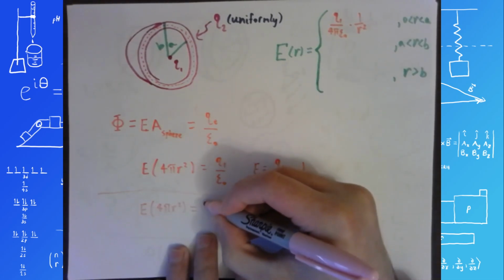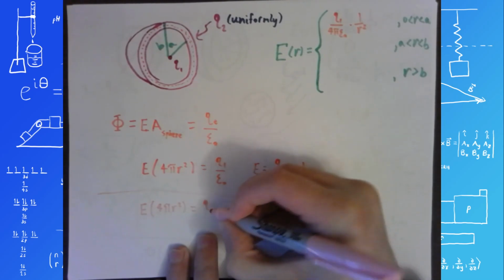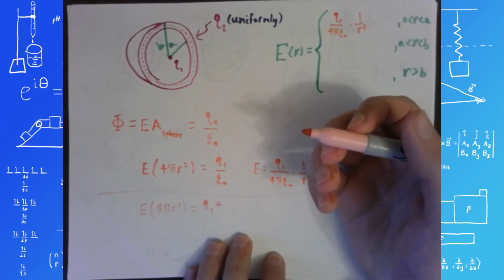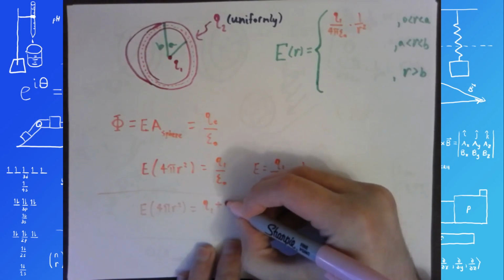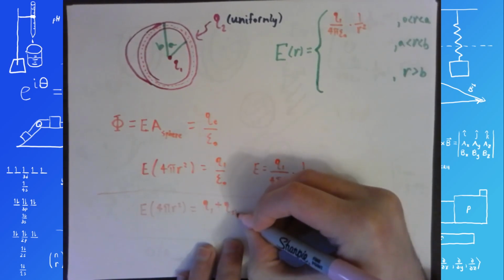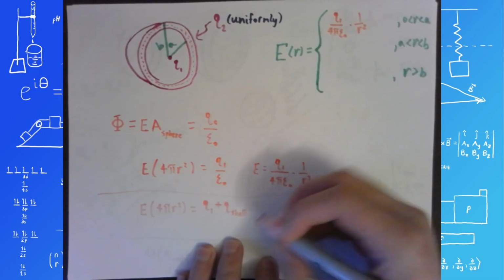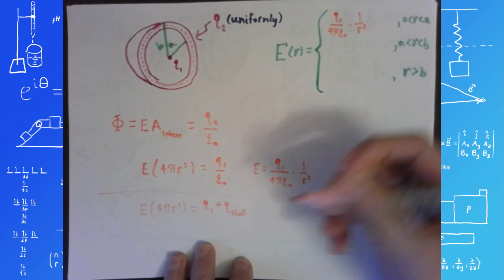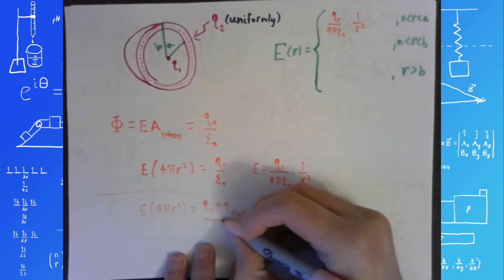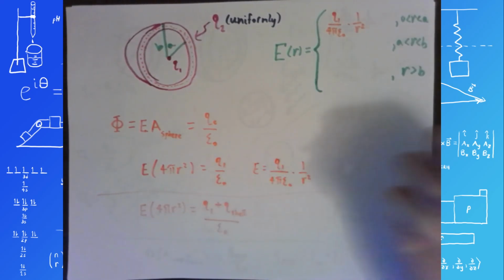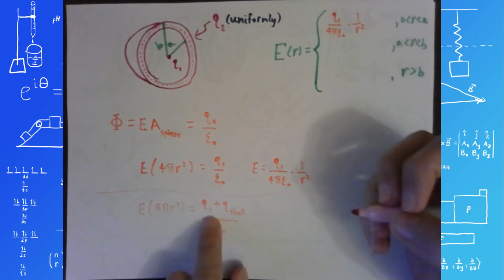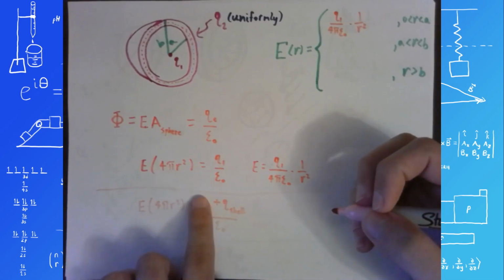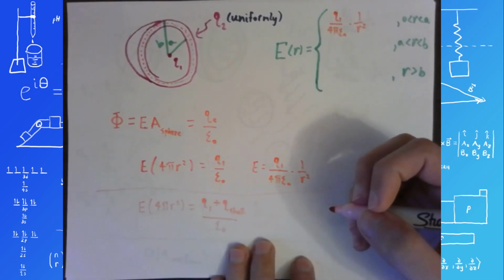The charge enclosed is equal to Q1 plus a fraction of Q2. I'm going to call it Q shell, which is not the same as Q2. And all that over epsilon naught. Okay, the Q1 is the easy part. You can split this into two fractions. You can call it Q1 over epsilon naught plus Q shell over epsilon naught.